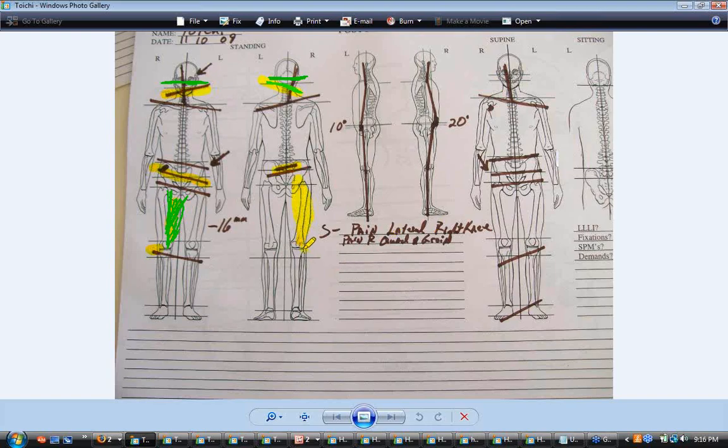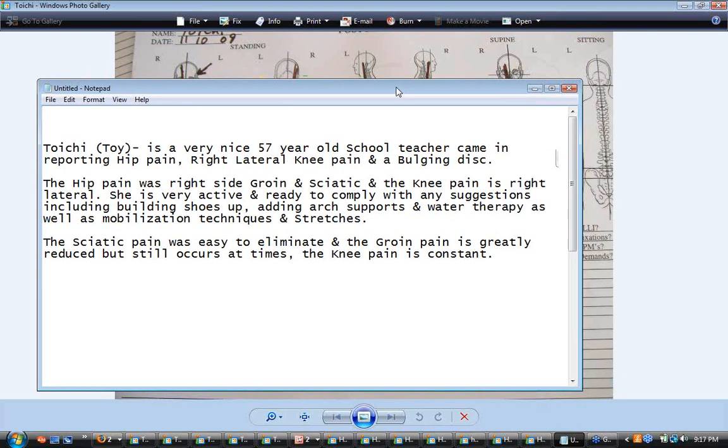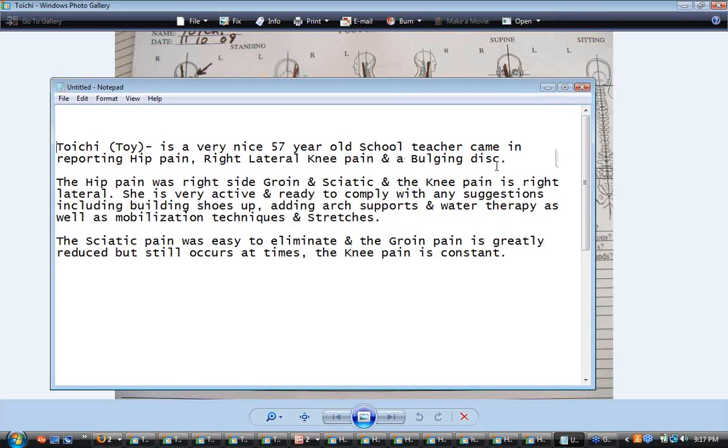Did that go all the way to the foot, or did it pretty much stop at the knee? No, stops at the knee. Stops at the knee. Okay. And no back pain either. Okay. Let's do this. I'm going to pull up the history. So, high school teacher, knee pain, and also a bulging disc, right?